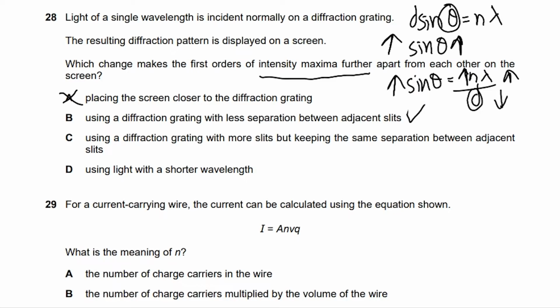Let's check C. Using a diffraction grating with more slits but keeping the same separation between adjacent slits. Now, having more slits will not make a difference, and since there is the same separation, it won't make a difference. Changing the separation would make a difference. D. Using light with a shorter wavelength. No, we don't need a shorter wavelength. Instead, we need a longer wavelength, because if there is a shorter wavelength, the angle will become smaller. So, D is not the answer, C is not the option, B is the correct option.